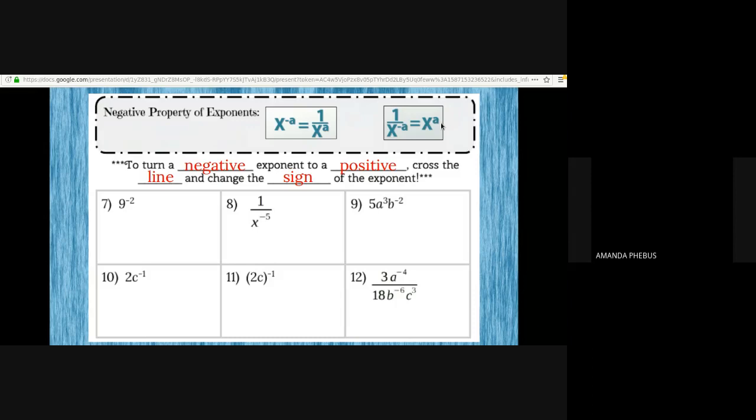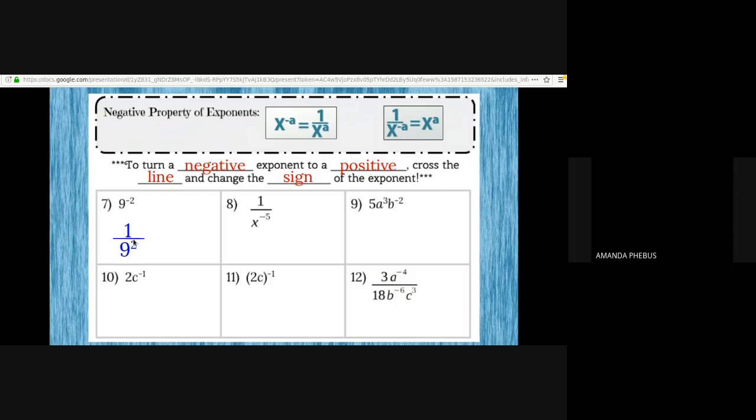All right, so let's look at number 7. Because I have 9 to the negative second power, right now the 9 is in the numerator. It doesn't want to be in the numerator, so I'm going to move it to the denominator. And I move the whole entire piece. Now, something has to be in the numerator. Because I've left an empty spot in the numerator, I have filled this with a 1. So anytime you see that your numerator is blank, you have to put a 1 there.